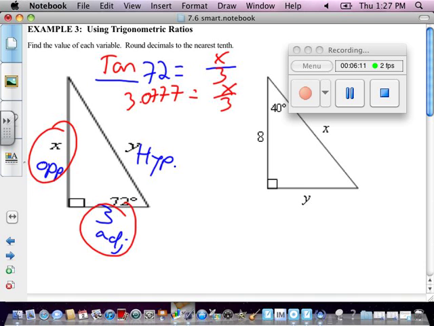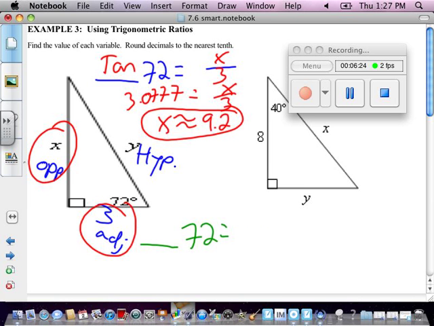And you get 9.2. Okay, let's find y. So we have cosine of 72 equals our fraction. Please raise your hand if you can tell me what you're going to use in order to find y. Yes? Cosine. Please raise your hand if you want to tell me the fraction for finding cosine of 72. What fraction are we going to set up on the opposite side?